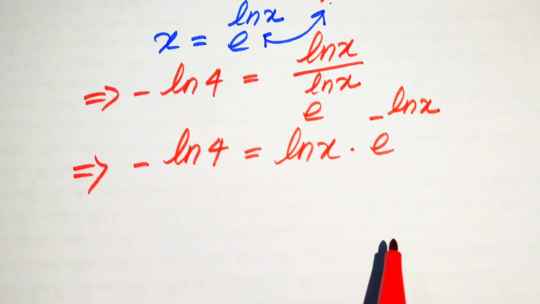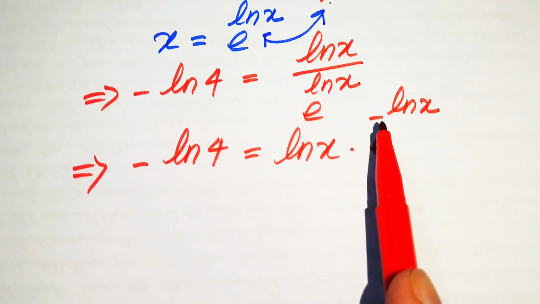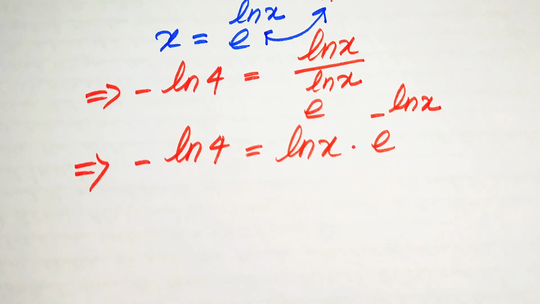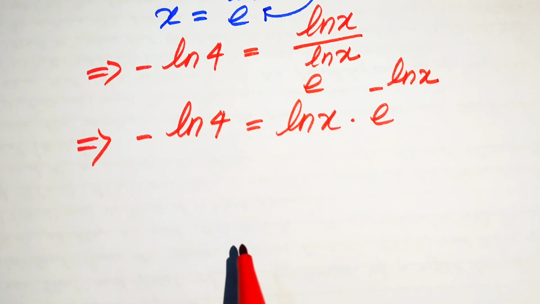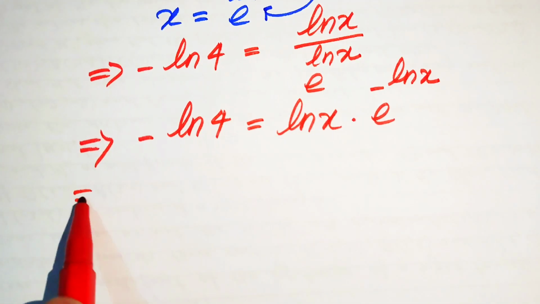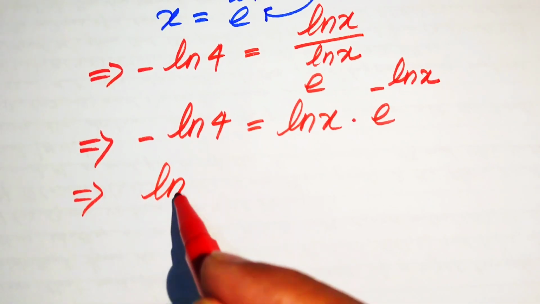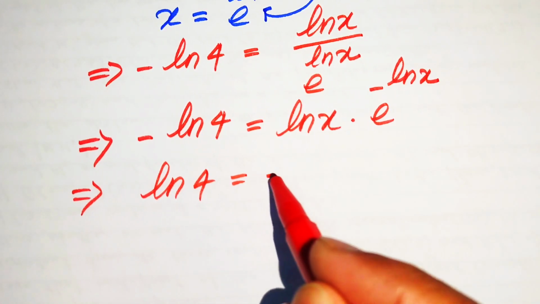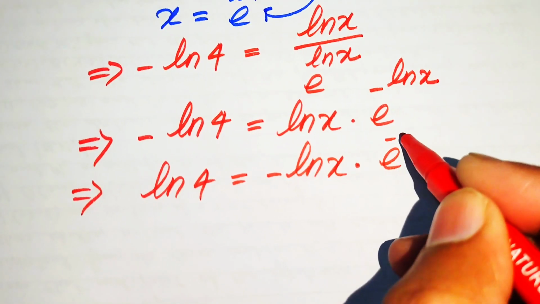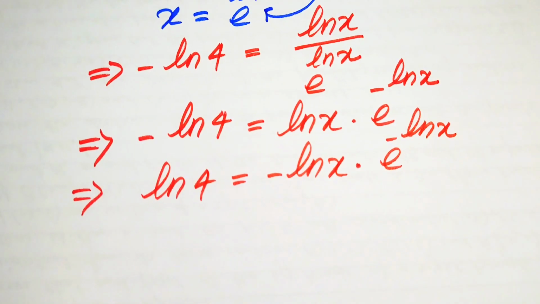Here we apply the nice property of exponent, and when we move this e to the power of log x to the upside, it becomes e to the power of minus log x. And after that, we just apply the Lambert W function, but first we move this minus to the right hand side. So you get log of 4 equals minus log x multiplied by e to the power of minus log x.